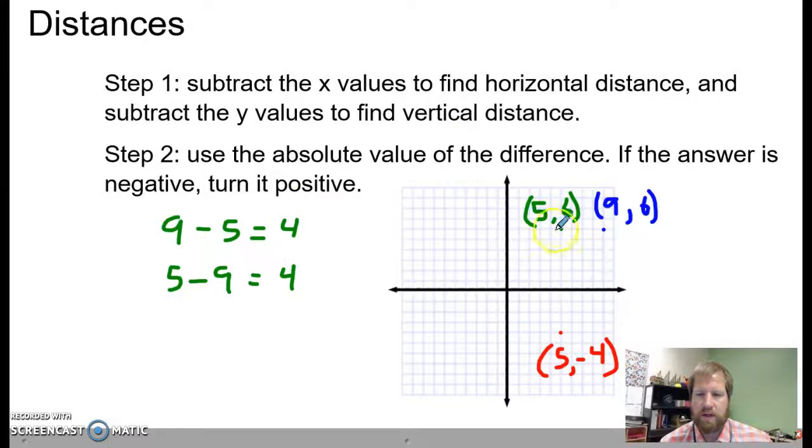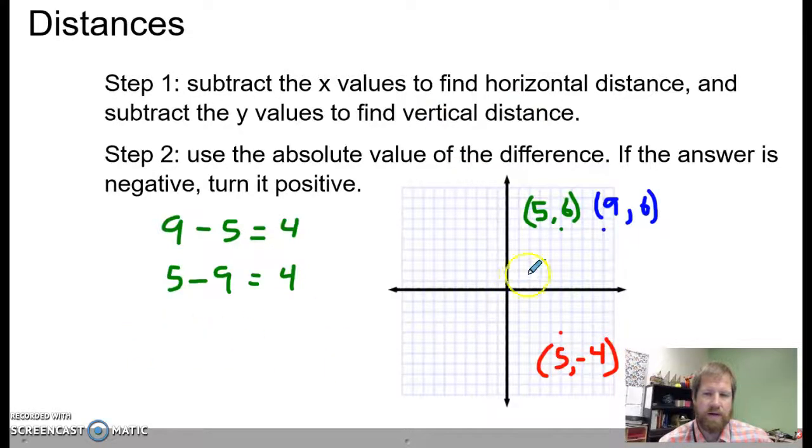Okay. Same thing here for this one. This is a little different because it crosses the axis. All right. So we're still going to subtract. We're still going to find the difference, but we've got a negative number we're going to be using. Okay. So we've got to be a little bit careful with that.